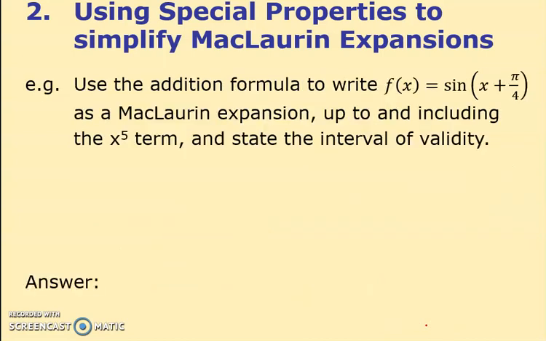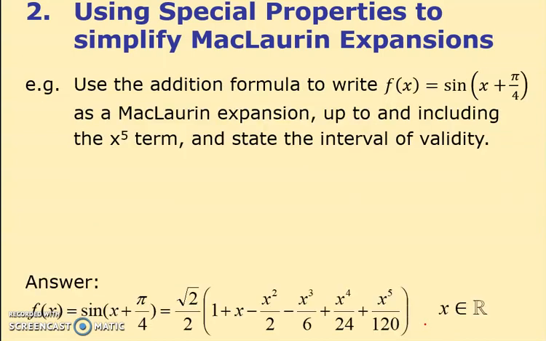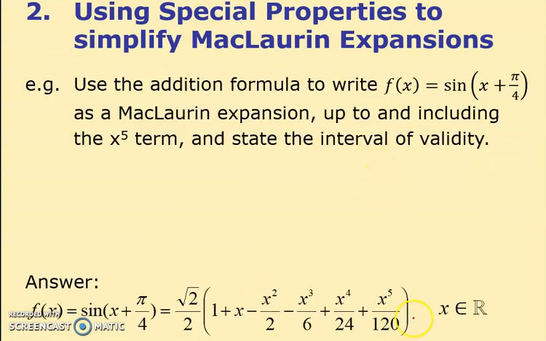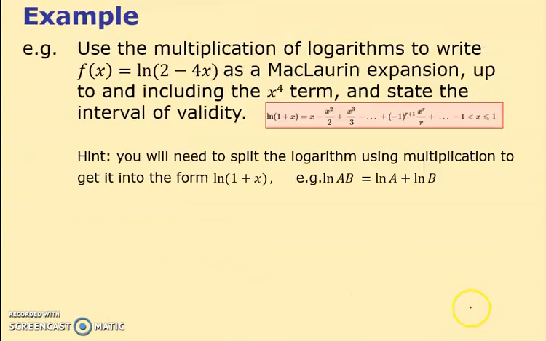Just check my answer. And that looked almost identical. So, and then again, validity-wise, both of those formulas said all x, all x. So it's no surprise that I've said x belongs to the real numbers for my validity. So that's the second example.